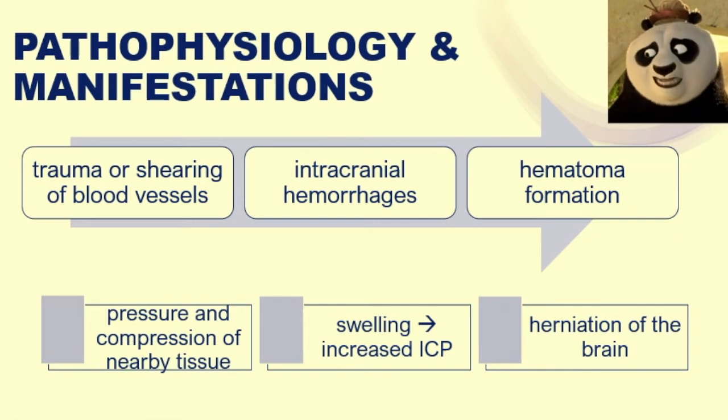First, pressure and compression of nearby tissues, hence localized damage. Second, there may be tissue ischemia and death of the tissues resulting from the pressure and compression of nearby tissues. There will also be an increase in ICP related to swelling. And third, you will also have the risk for herniation of the brain.